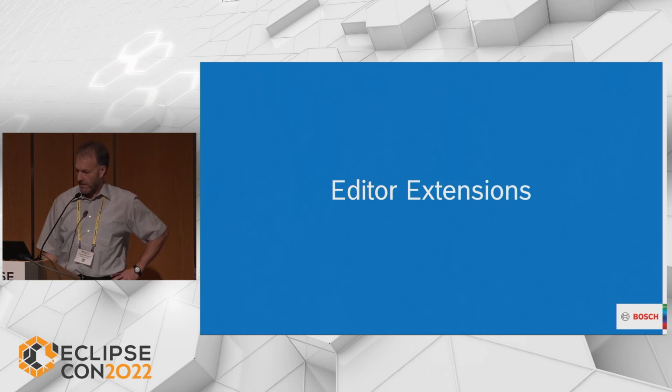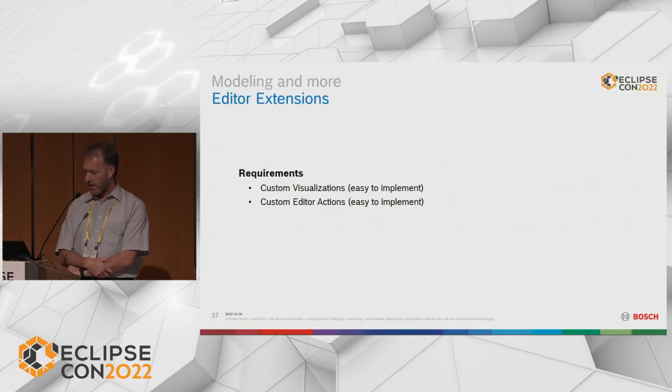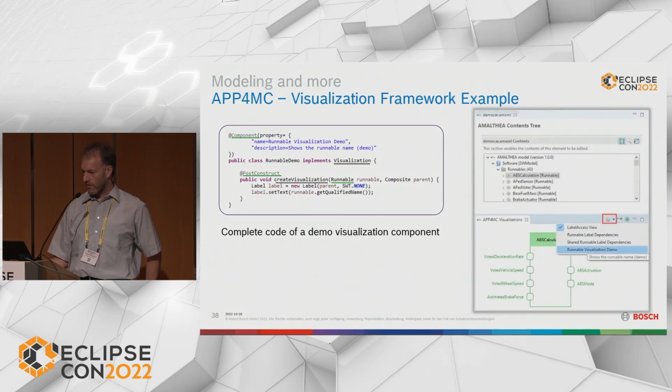Then we did some editor extensions. I have to hurry up a little bit. So we tried to have custom visualizations and some editor actions. Same idea. We have these component annotations of OSGi, and this is the complete code of a very simple visualization that only shows the qualified name, of course. So you get the composite, and you have complete freedom what you want to use for this visualization. So the object you want to show and the composite, and then you can work on that.